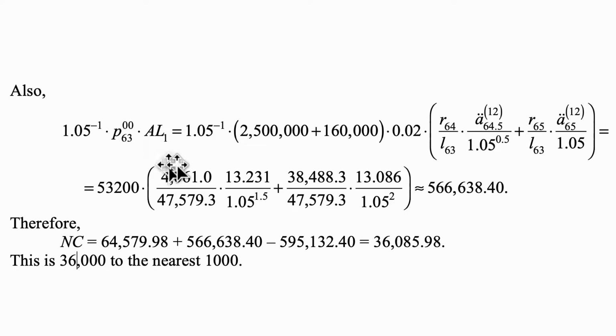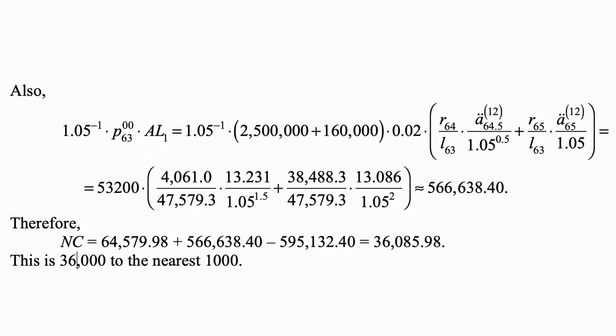Also, the present value at the beginning of the year of the accrued liability at the end of the year, actuarial present value, is calculated by taking the present value discount factor times the probability of remaining in state 0 times the accrued liability at time 1. The accrued liability comes from the past salaries plus this year's salary times the accrual rate of 2%. Of course, the discount factor 1.05 to the negative 1.